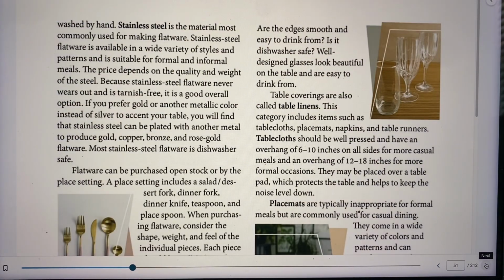It says both silver plated and sterling silverware need to be washed by hand. You can't put your mother's silverware in the dishwasher. It's not going to work. It's going to be spotted and such.